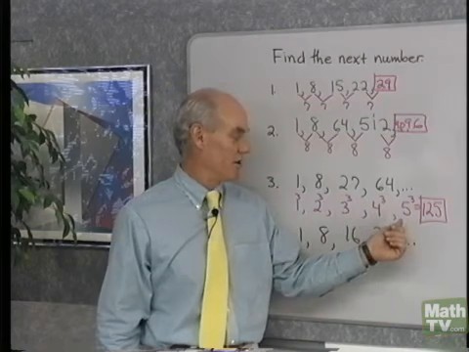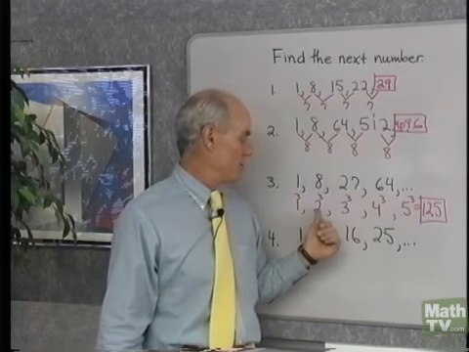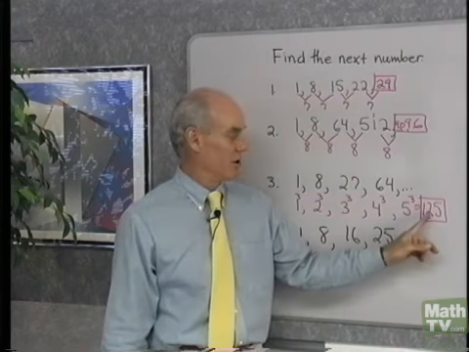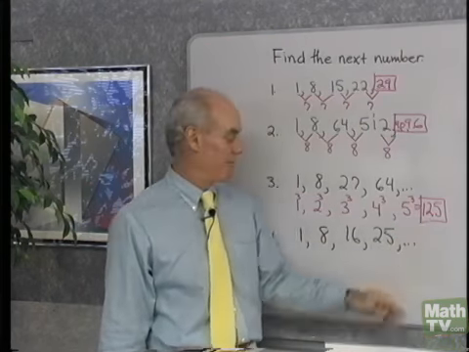So this sequence is not an arithmetic sequence or a geometric sequence. It's this sequence right here of powers of 3. So 1, 2, 3, 4, 5 for the base, and then the exponent is 3 in each case. So the next term in that sequence will be 125.